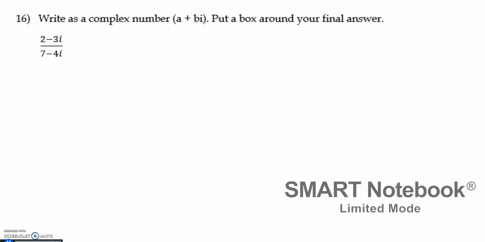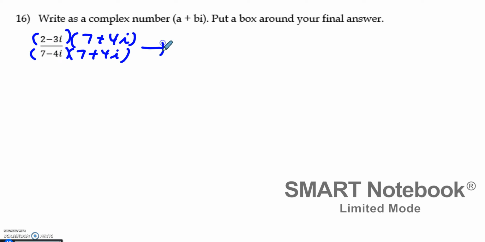Write as a complex number a plus bi. Well, this seems like a conjugate problem to me. We can't have i's in the denominator, so we have to multiply top and bottom by 7 plus 4i. And if I do so, it ends up being FOIL on the top and bottom because of a binomial times a binomial.